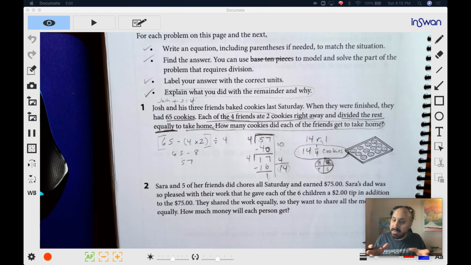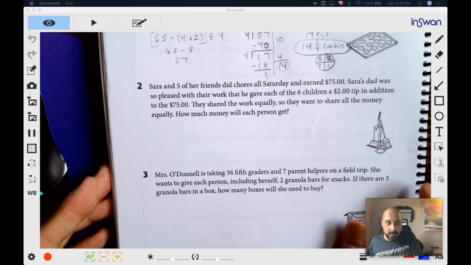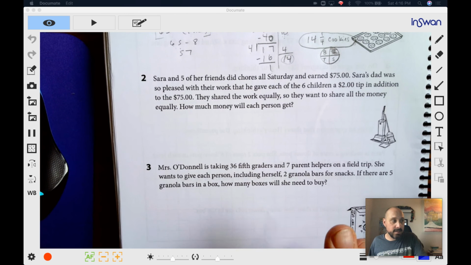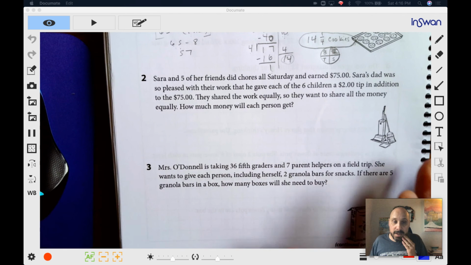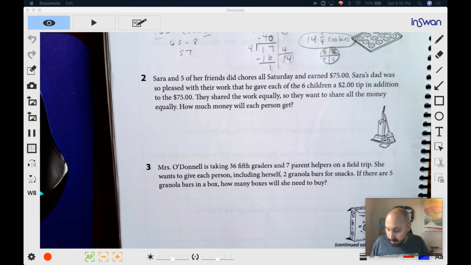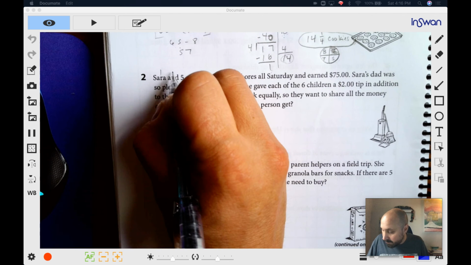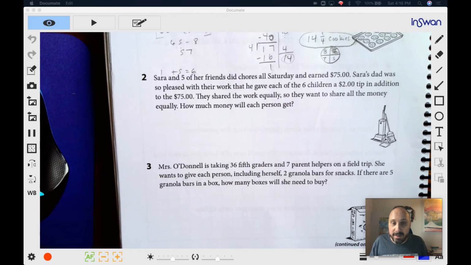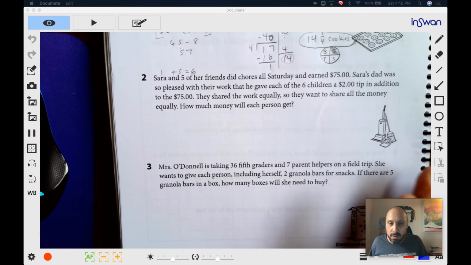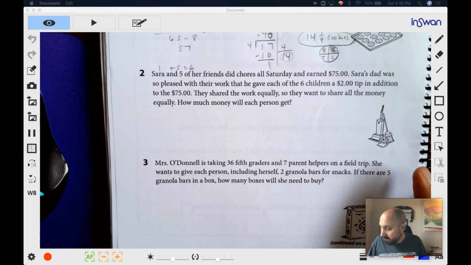And how can we divvy those remainders up equally? Okay, number 2. Let's see what this question is asking us. I like these. These are some of my favorite questions, but they're kind of difficult. Number 2, Sarah and 5 of her friends. So we have Sarah and 5 of her friends. That's really 6 friends. They did chores all of Saturday and earned $75.